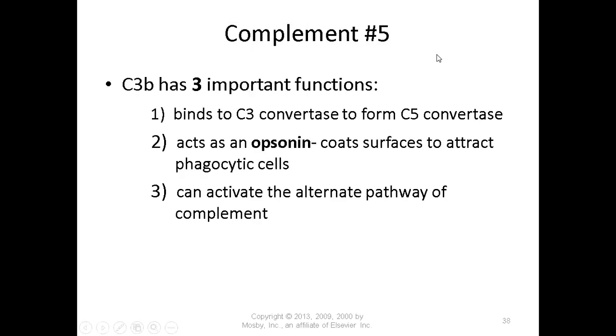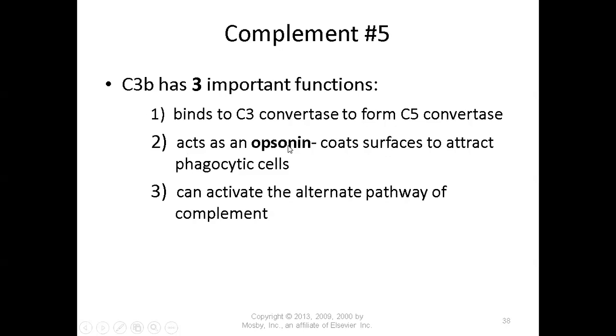Just a couple more words about C3b, and I put this on a separate slide because it is important. You can look at that last slide and say, well, C3b has a pretty important job. It's involved in a bunch of the steps, right? You guys need to know the functions of C3b. So what does it do? It binds to C3 convertase to make C5 convertase. We looked at that.